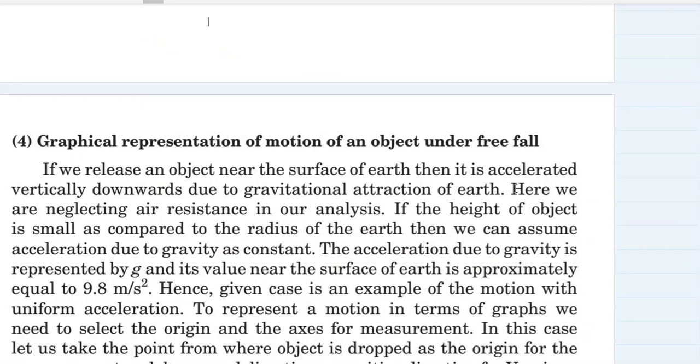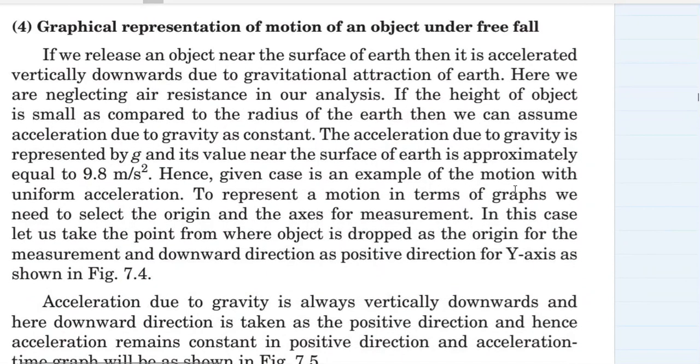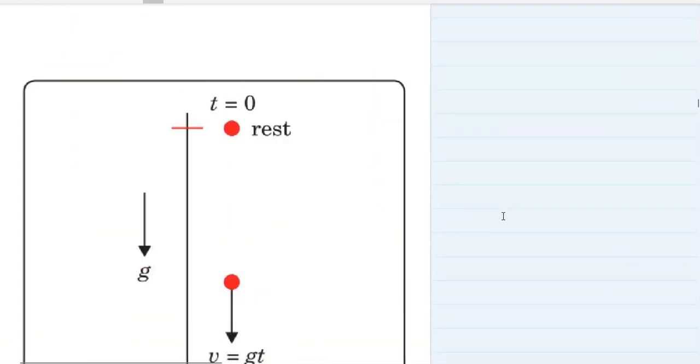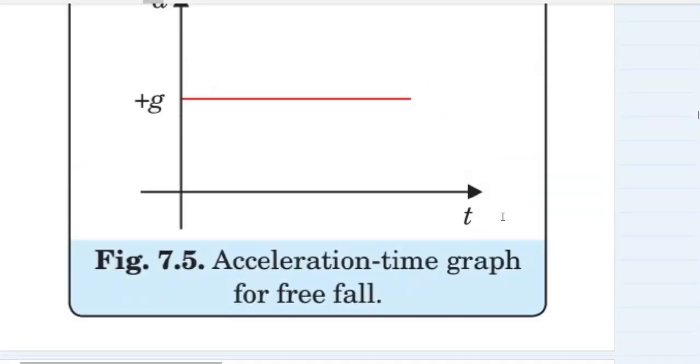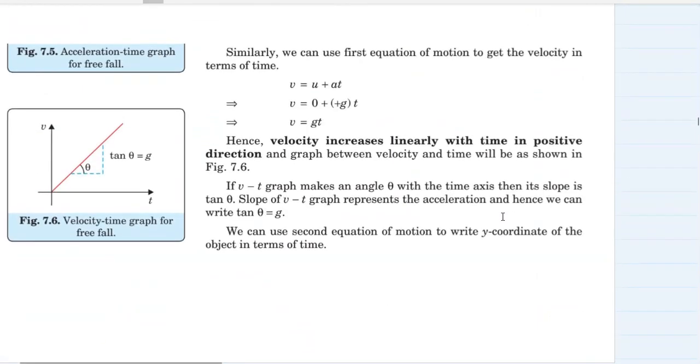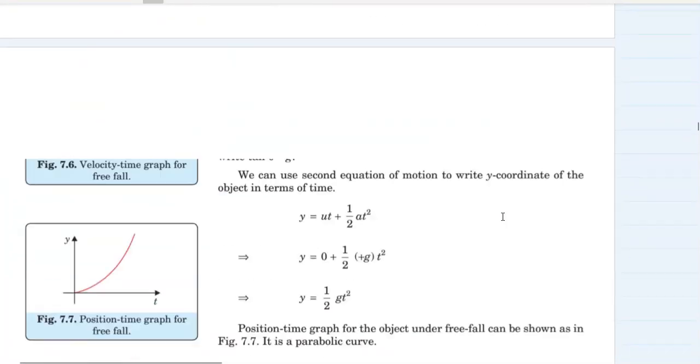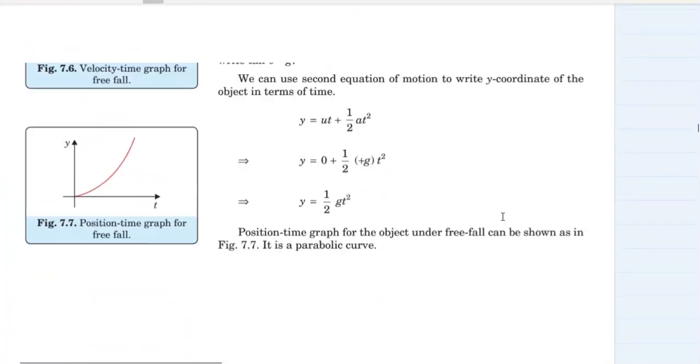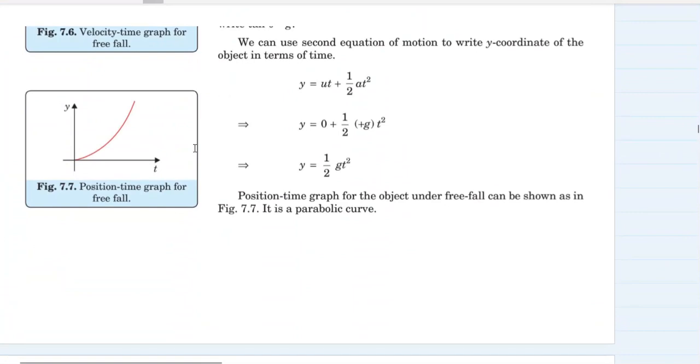Then they have this trivial thing, graphical representation of motion of an object under free fall. This is the acceleration time graph, and it shows that acceleration always remains constant with time. This is the velocity time graph, which shows that velocity goes on increasing with the slope of the line as g. And we have the displacement time graph as well, which is a curved line.